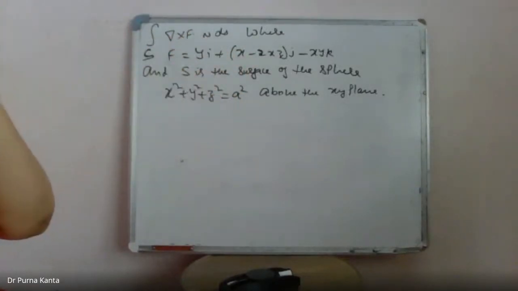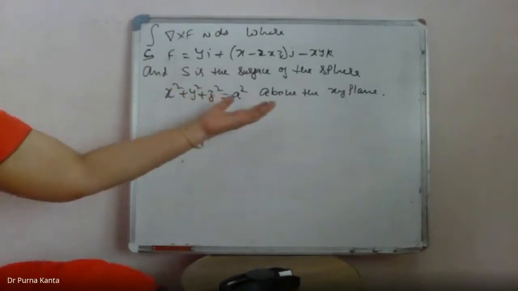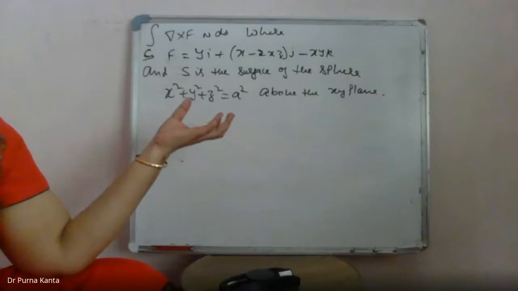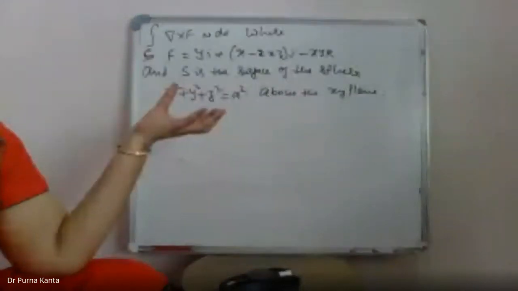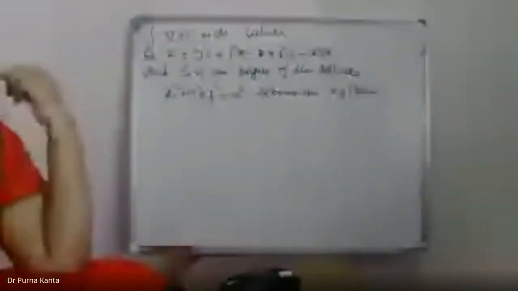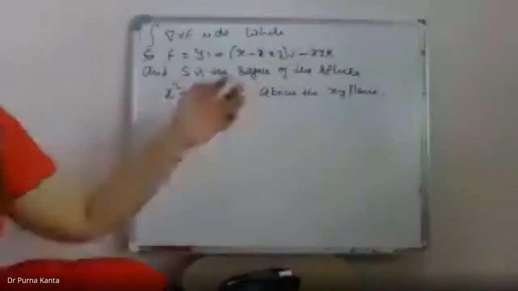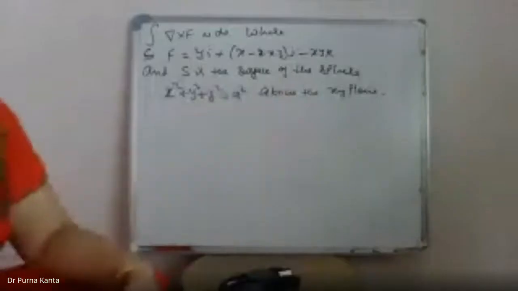What will be the curve in that case? Suppose a sphere is taken above the xy plane. We have to take the projection of this sphere. On which plane do we take the projection here? We take the projection on the xy plane. It is above the xy plane.